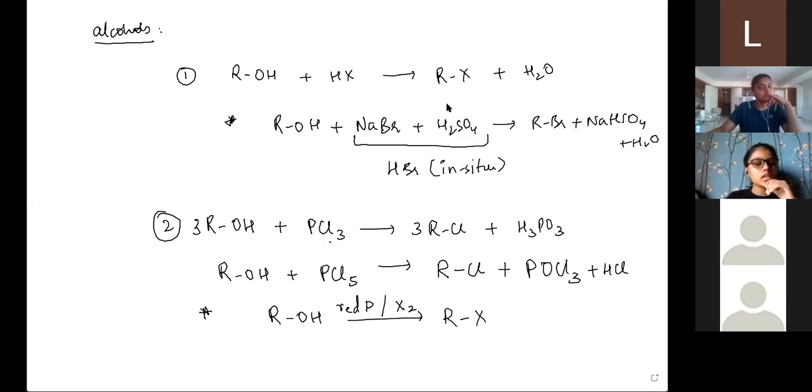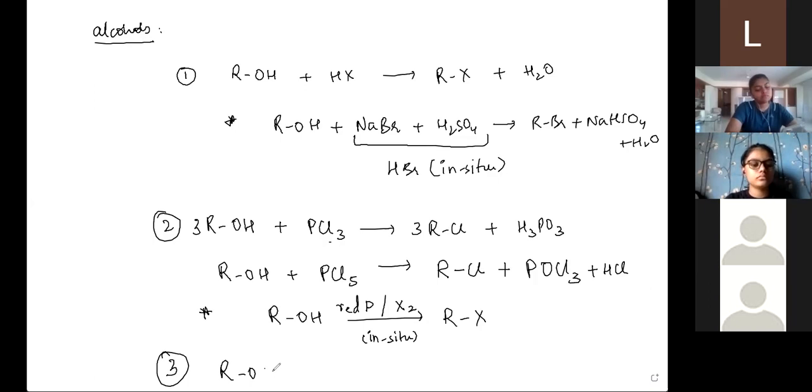So can I say each one of these processes, at least the ones that we know, has an exception case of in situ? It's not an exception. It's more of, this is one way to do it, this is another way to do it. Yeah, so another way means in situ. So only 2 cases, only for hydrogen halides and phosphorus halides. That's it. Okay. And then there's thionyl chloride.